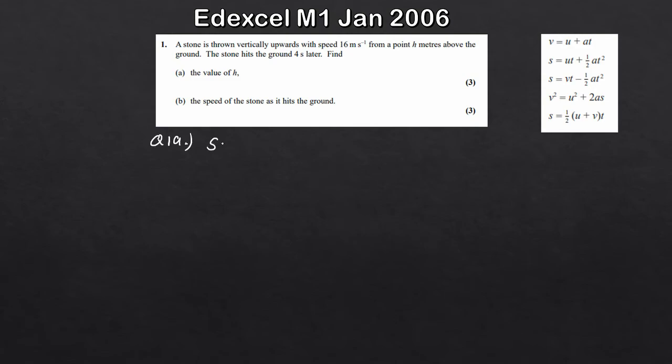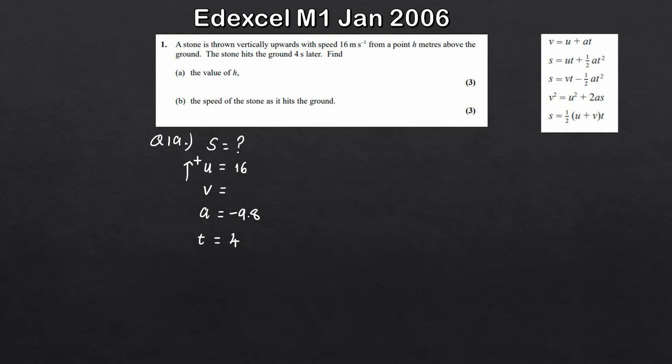with SUVAT equations, write your S, U, V, A, and T. Okay. Well, what do we have initially to start with? Well, we want to work out what S is. We're looking for h, so that's S. We know the initial speed is 16 meters per second, so that's U. We don't have anything for V, we don't know the final speed. We know A, that would be minus 9.8 here if I take it to be positive upwards. And we know T is 4 seconds later. So we've got S, U, A and T here.